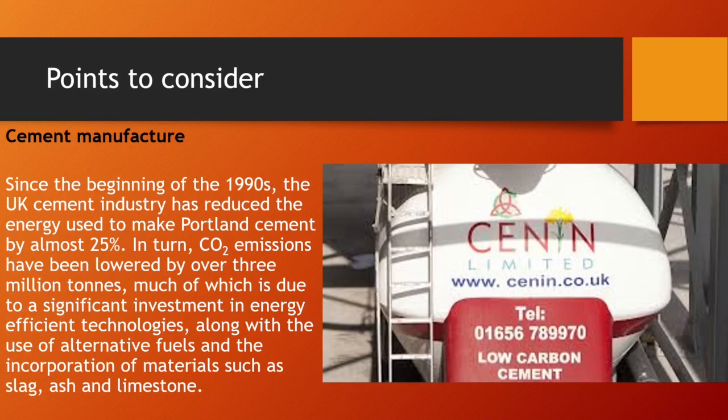This picture here intrigues me. We'll come back to that in a second. This fact on the left here: since the 1990s, the UK cement industry has reduced its energy used to make Portland cement by almost 25%, and in turn, CO2 emissions have been lowered by over 3 million tonnes. But that doesn't really mean anything unless you know the total amount of tonnes being produced. So that's a real generalised figure. We can't really benchmark it against anything.